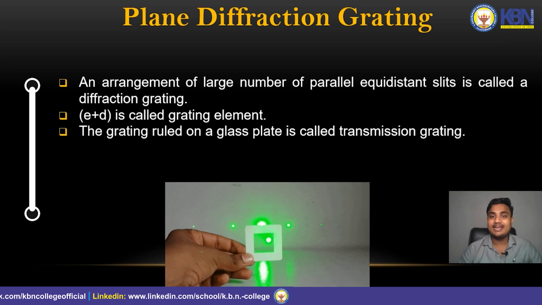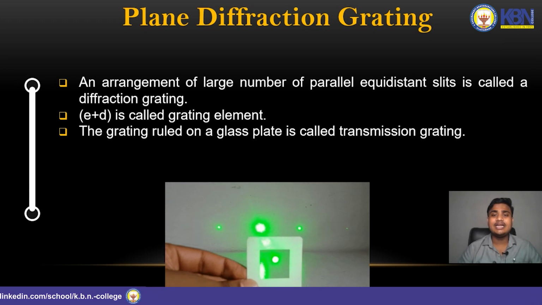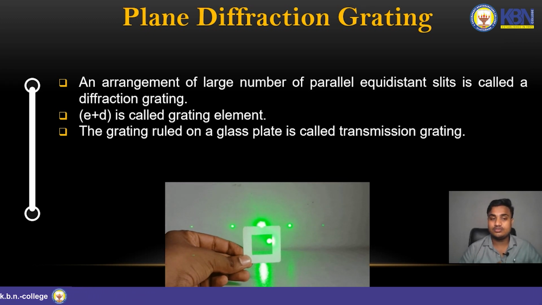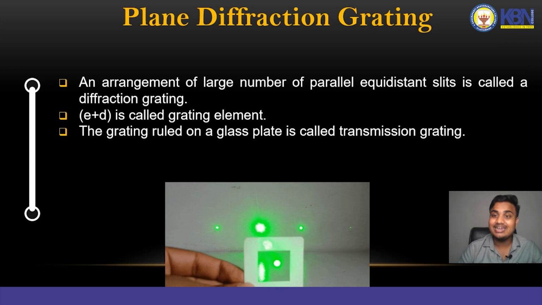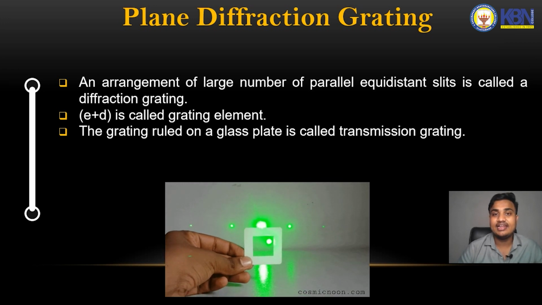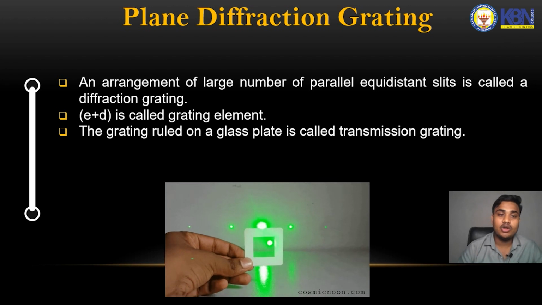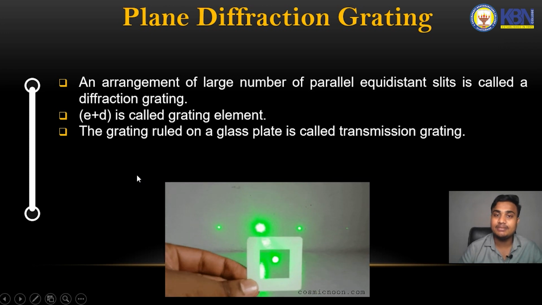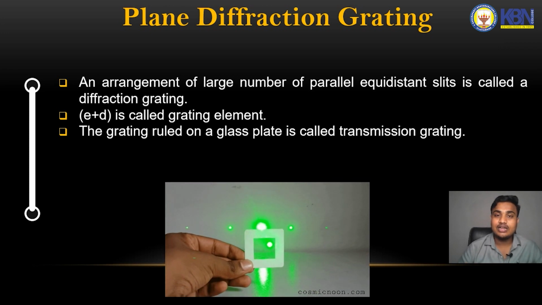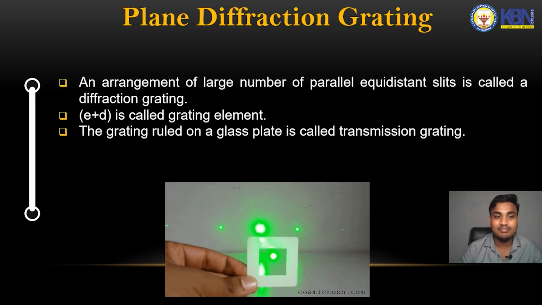Going into the next topic, plane diffraction grating. What is a plane diffraction grating? In simple words, an arrangement of a large number of parallel equidistant slits is called a diffraction grating. If small e is the width of the slit and small d is the separation between the two slits, then the combination of the width of the slit and the separation between the slits, e plus d, is called the grating element.